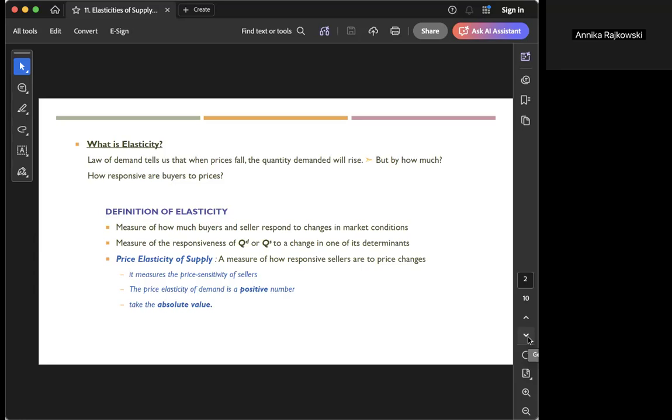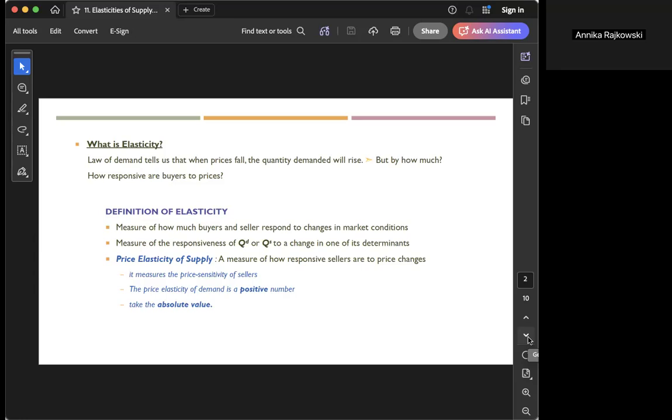So elasticity measures exactly this responsiveness. Specifically, today we're going to talk about price elasticity of supply, also known as PES. Price elasticity of supply measures how responsive sellers are to a price change. So high PES means sellers react strongly, and low PES means sellers react only a little.